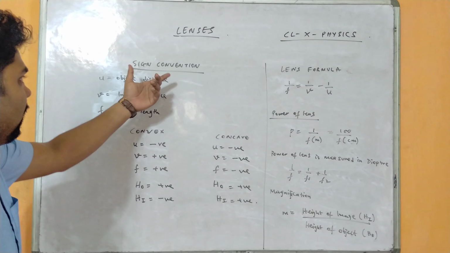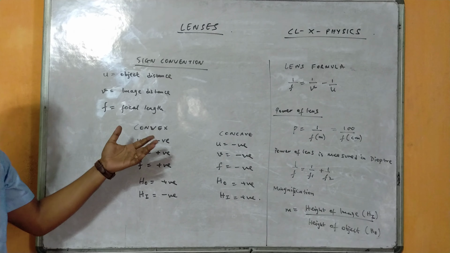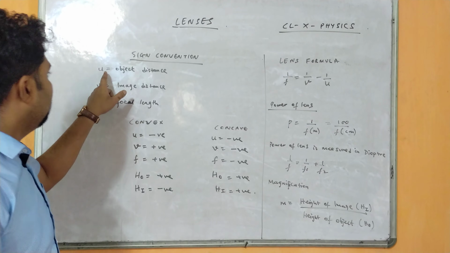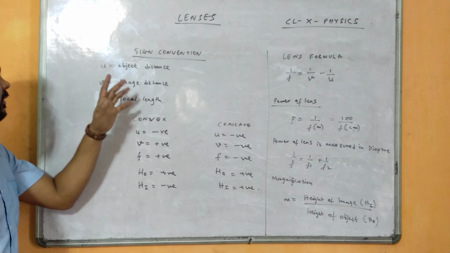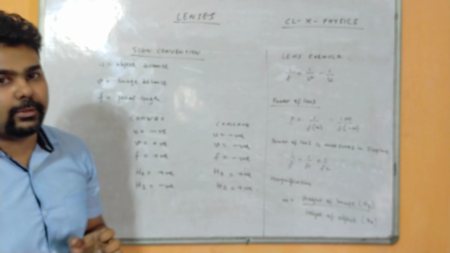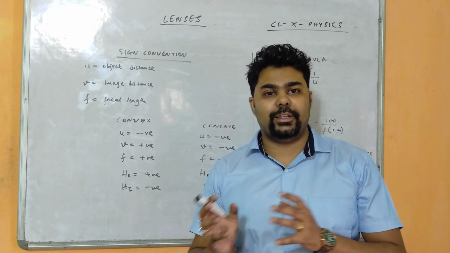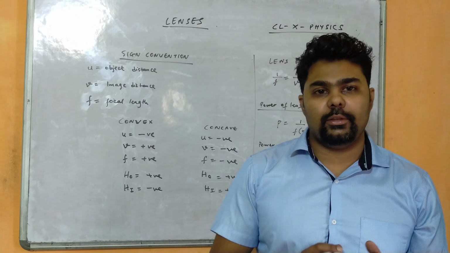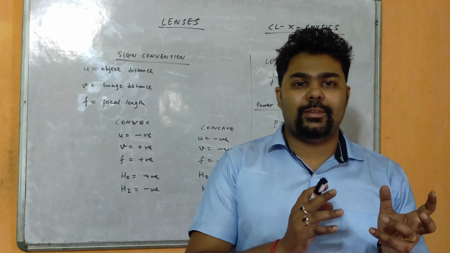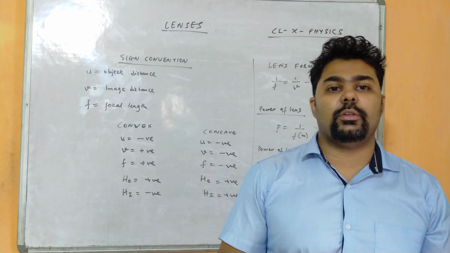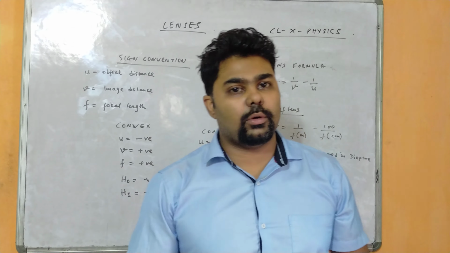So here we have the sign conventions of convex and concave lens. So in the formulas we will be finding that what is u? u is the object distance, v is the image distance, and f is the focal length. Now in case of convex lens we have seen the image is formed on the right hand side, and in case of concave lens we have seen the image is formed on the same side of the object. So generally convex lens forms a real image, whereas concave lens forms a virtual image.